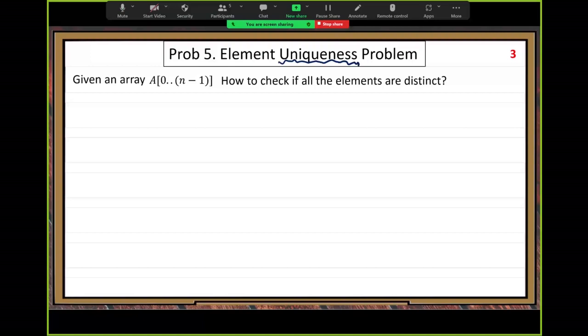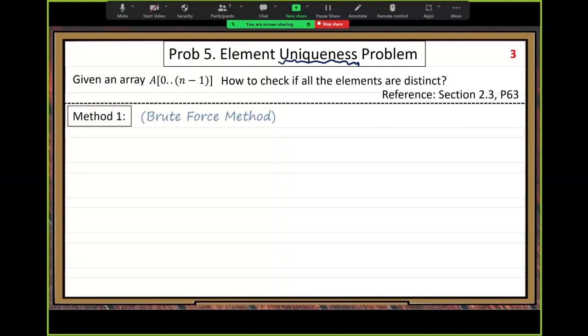All right, so here we want to compare two different methods. Method 1, method 2. Method 1, brute force method. We use the brute force method solving a few problems. So let's solve this one using the brute force method. All right. Method 1.